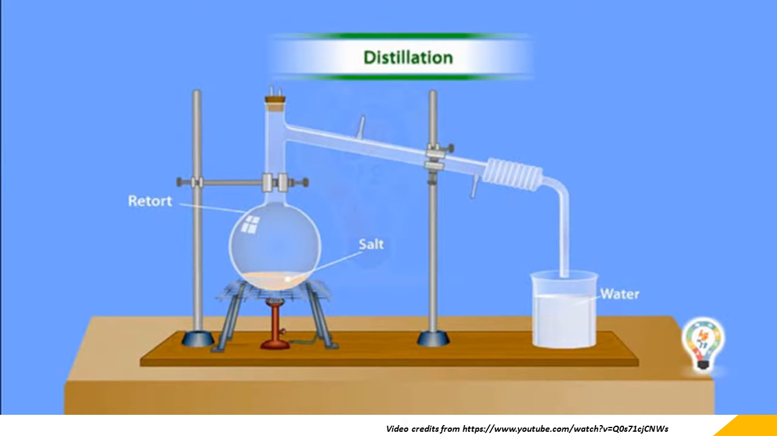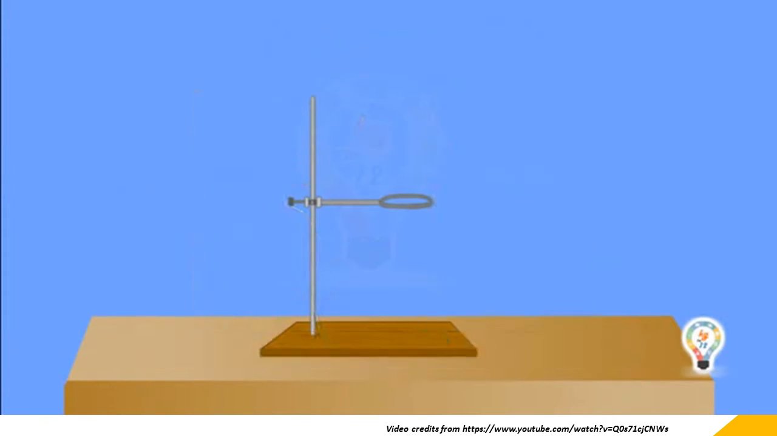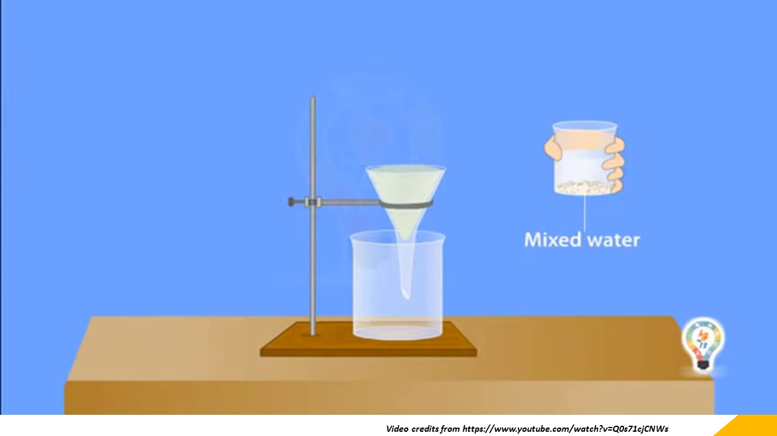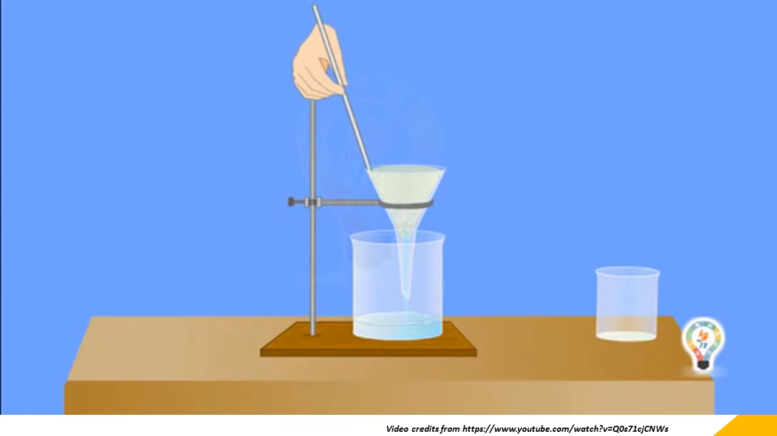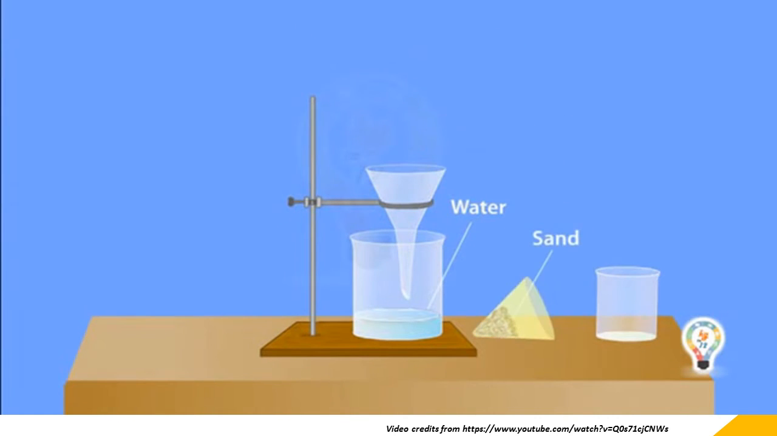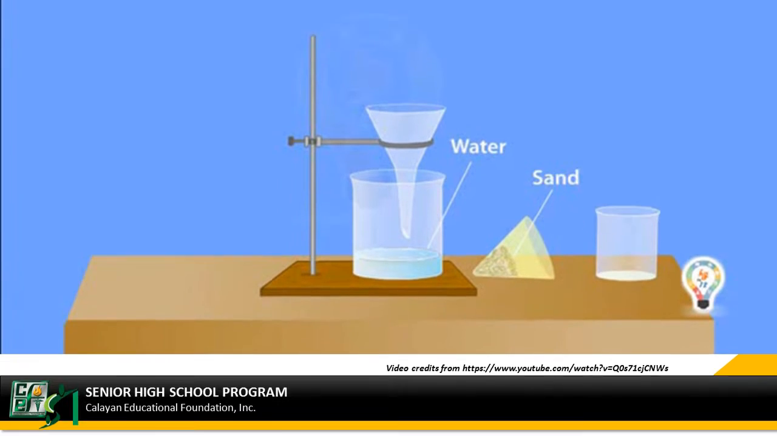Now, let's see how we can separate insoluble solids from liquids with an experiment. To separate the mixture of sand and water by filtration, take a round paper and fold it to make a cone and place it over the flask. Pour water mixed with sand into the funnel. You will observe that clear water will get collected in the beaker and the sand will remain on the filter paper. The pure water collected is called filtrate. This method of purifying water is called filtration.